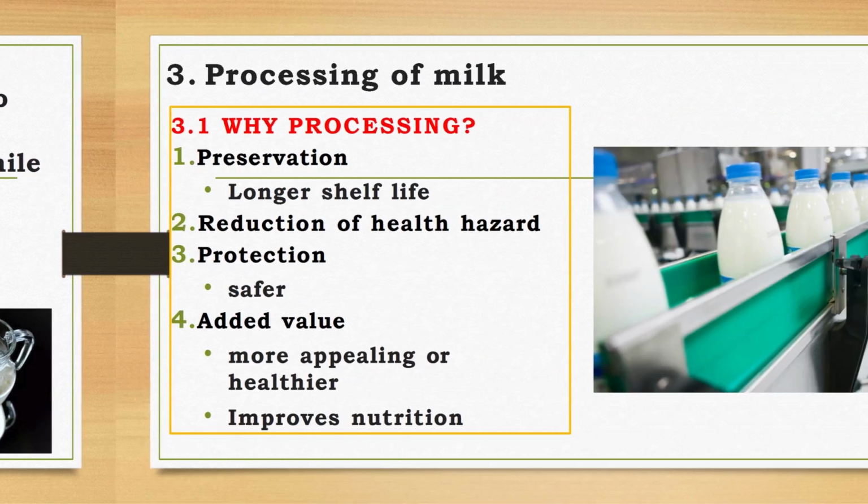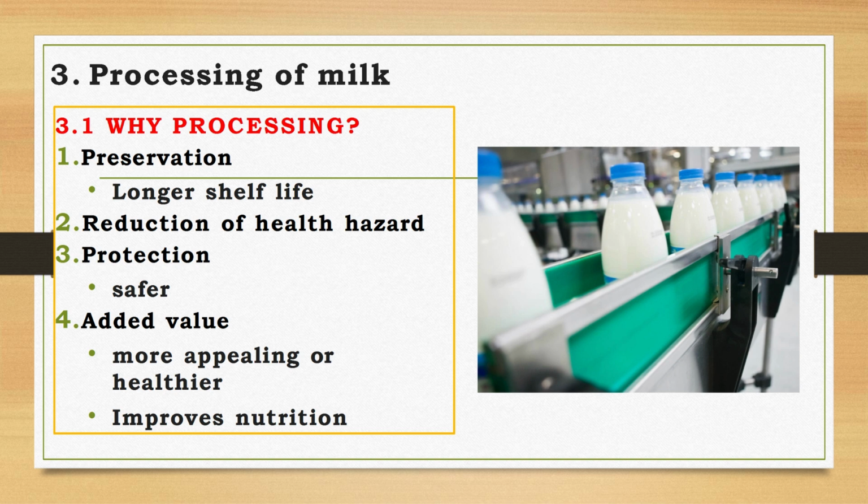Now, why do we process milk at all? Well, there are 4 key reasons. 1. Preservation, to achieve a longer shelf life. 2. Reduction of health hazard, making it safer. 3. Protection, again for safety. And 4. Added value, to make it more appealing or healthier, and to improve its nutritional profile.